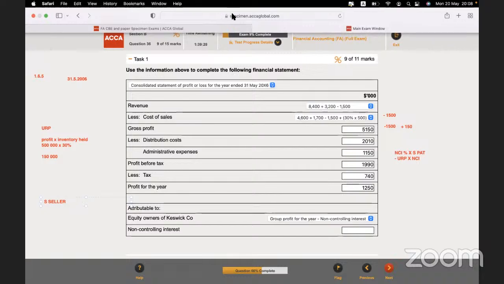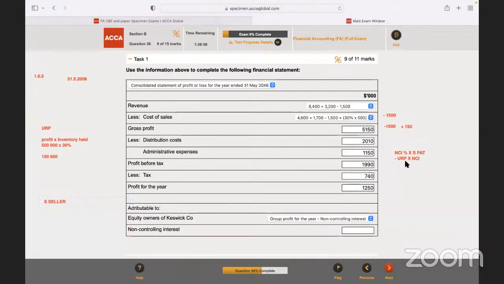Why is that? Guys, understand, when the parent is selling, what's the double entry in accounting? When the parent is selling, what's the double entry for URP? Inventory credit, retained earnings debit. So can you see? What's the double entry, guys? Inventory credit, retained earnings debit. Meaning, can you see in the double entry, NCI is not involved. So understand, when the parent is selling to the subsidiary, the URP doesn't affect the NCI. That's why here I'm being very specific.